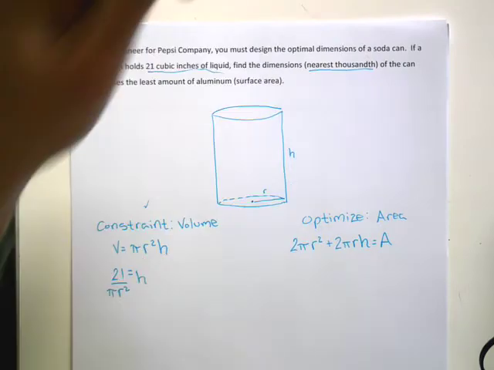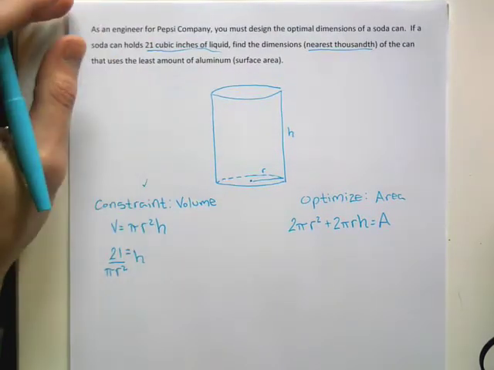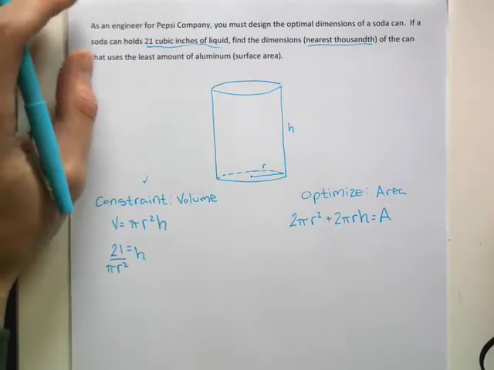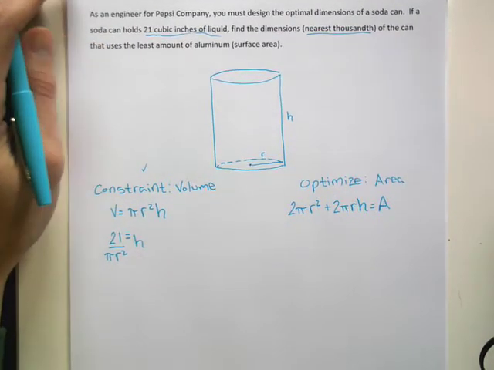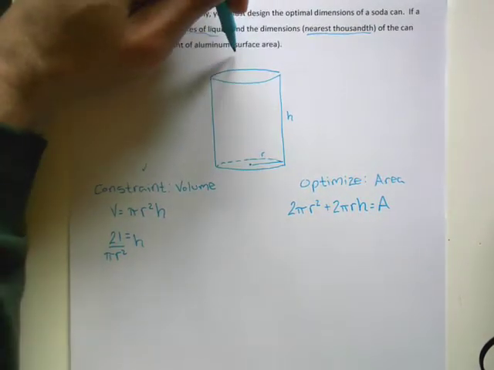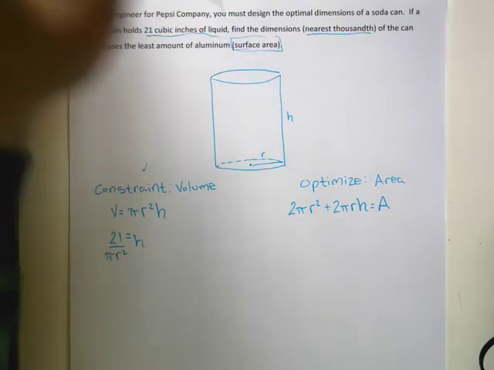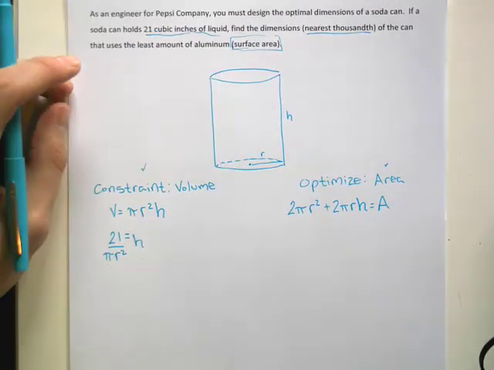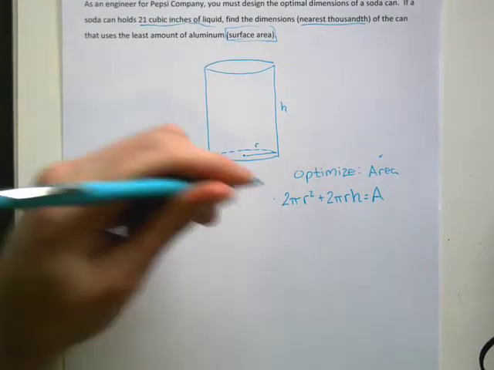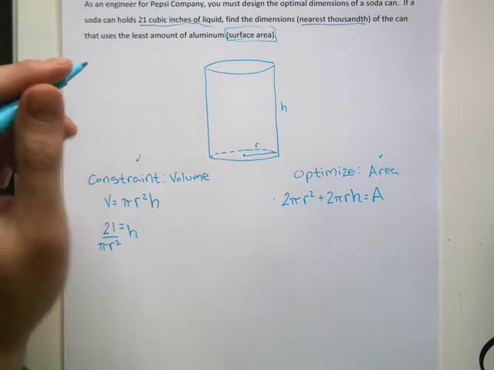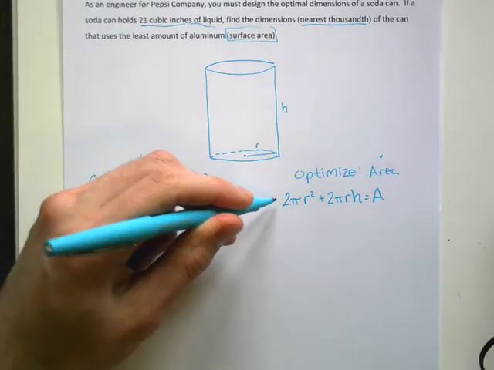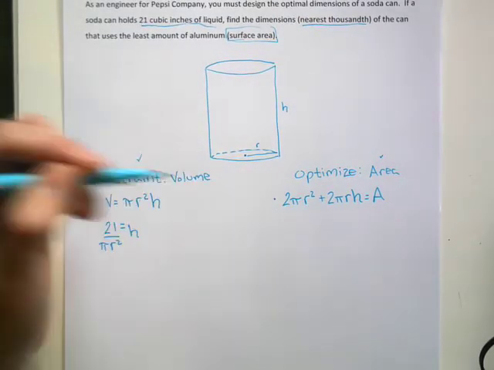This is where this problem is different than the first one, because it's not just asking for radius. It's asking for both dimensions, your radius and your height, and they want you to actually get a number to the nearest thousandth of the can that uses the least amount of surface area. So once again, you're trying to optimize surface area, and same thing as the last problem, my surface area comes from this equation right here. If you need help on how this was derived, go back to that first video.